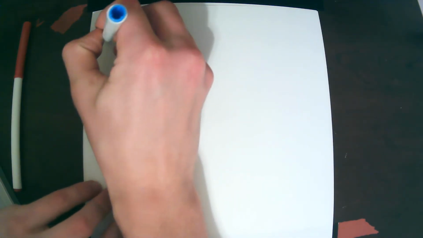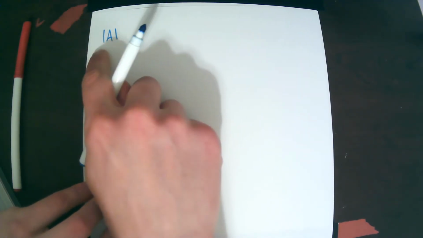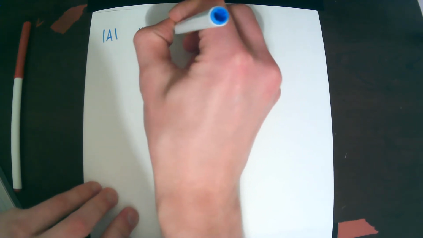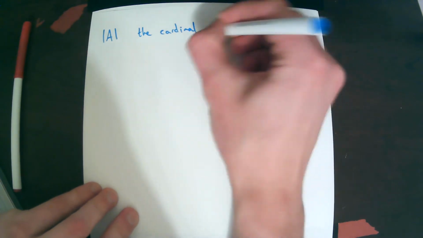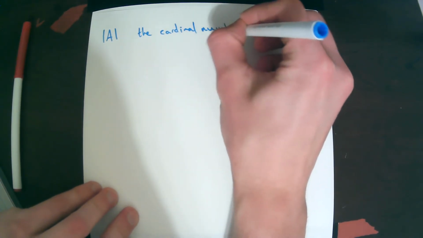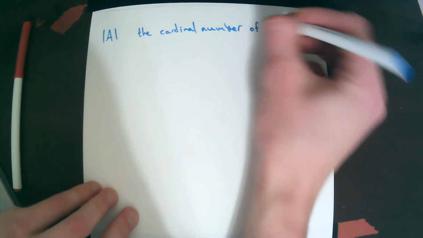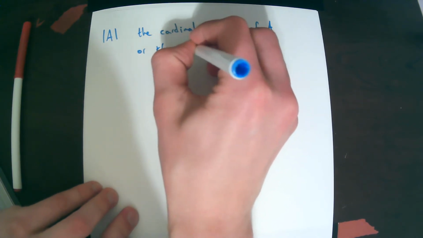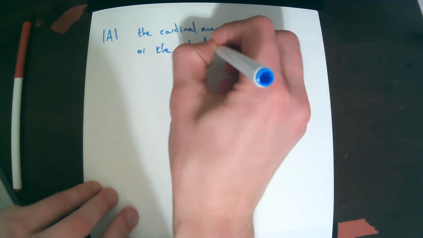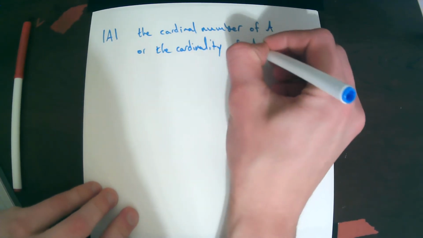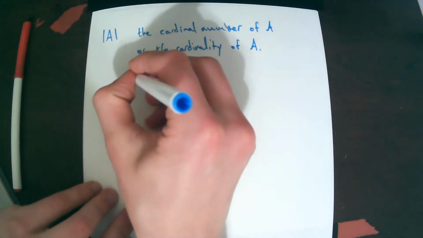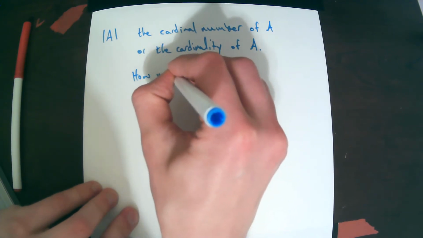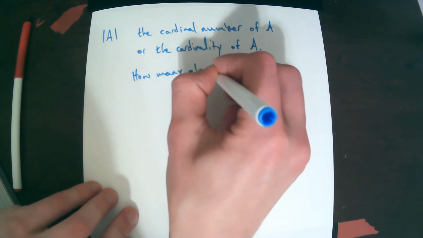So we say this is read as the cardinal number of A, or the cardinality of A. And all it means is how many elements are in the set.